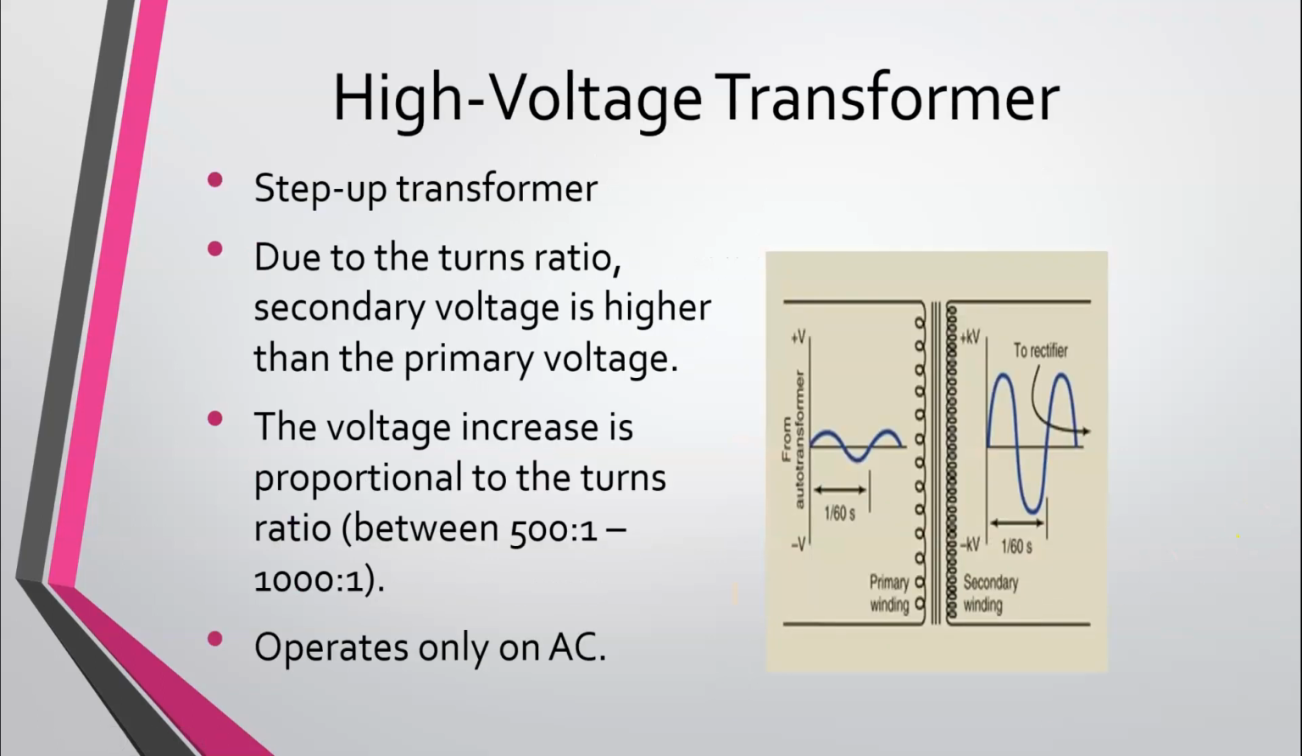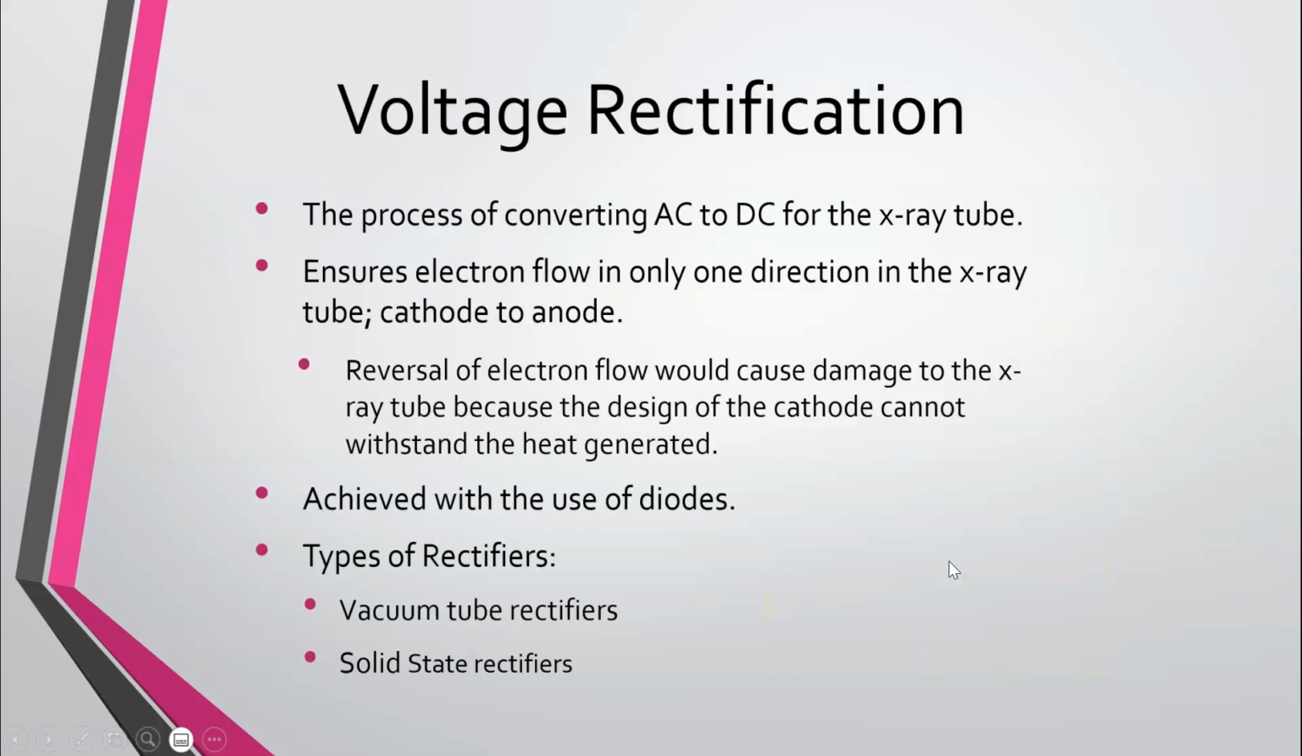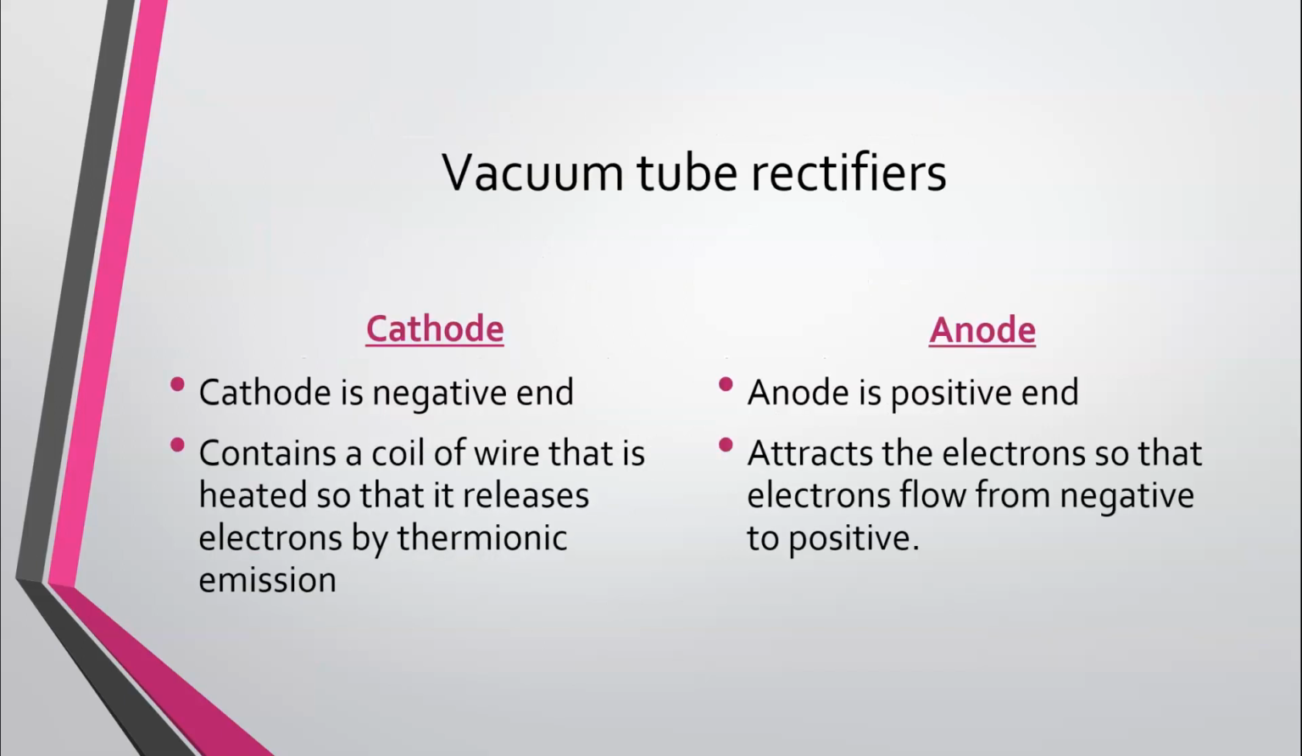Okay, so high voltage transformers. There's the step-up transformer. So due to the number of turns, the secondary voltage is higher than the primary side. So you can see we've got a big step up right there, and it only operates on alternating current. So voltage rectification is the process of converting AC to DC for the X-ray tube. It ensures electron flow in one direction from cathode to anode. So any changes will cause rupture of the tube.